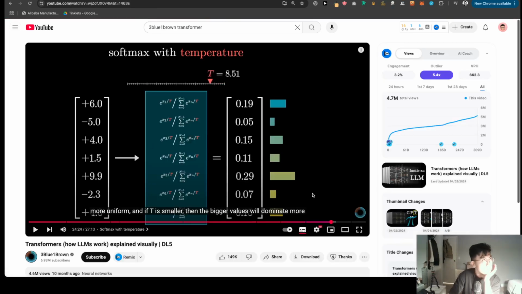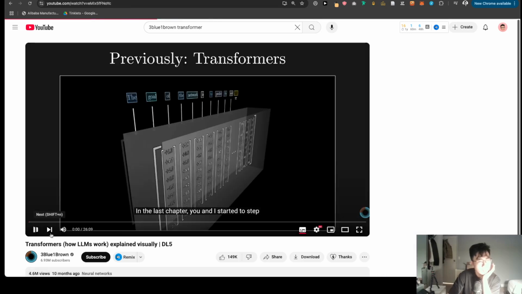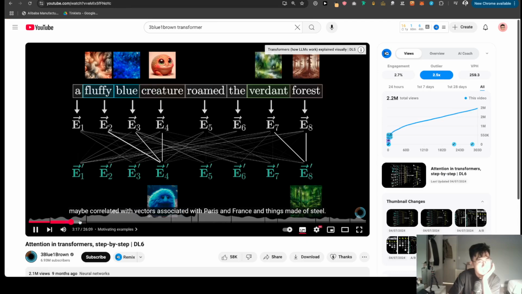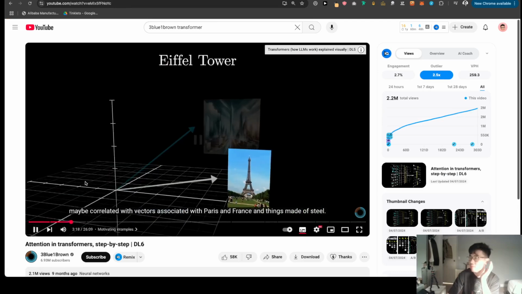Okay, so yeah, we understood softmax, and then in the last chapter, you and I started getting into how attention works. So there's Q, K, and V, right? The query matrix, the key, and the value. So keys are answers to the queries, and then values, I don't know where those come in.